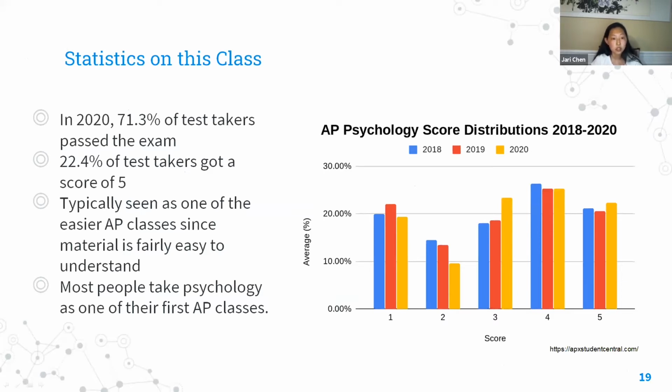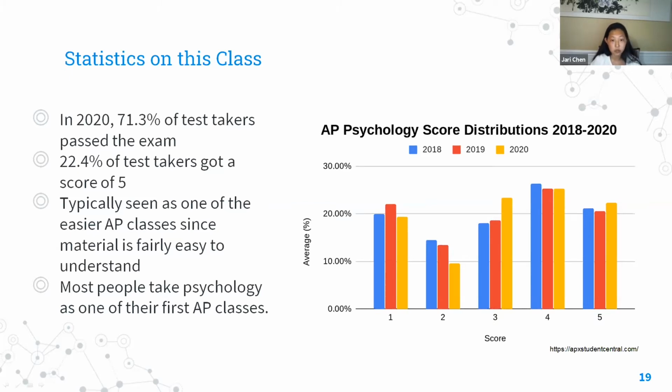So psychology is typically seen as one of the easier AP classes because the material is fairly easy to learn, even though there is quite a bit of it. So most people take psychology as one of their first AP classes, which I did. Most people in my school take it sophomore year, which is 10th grade, which is also an earlier year in high school, but I did take it freshman year because it was offered.